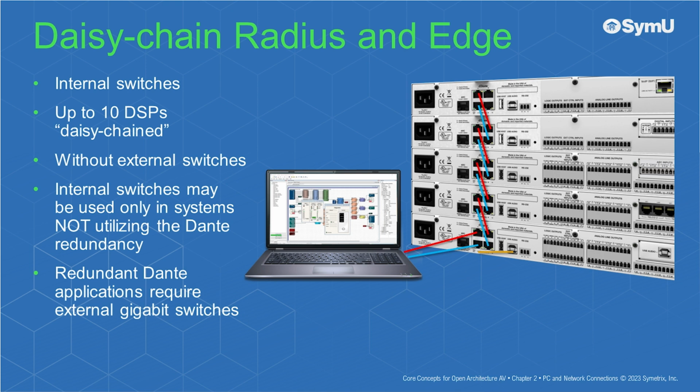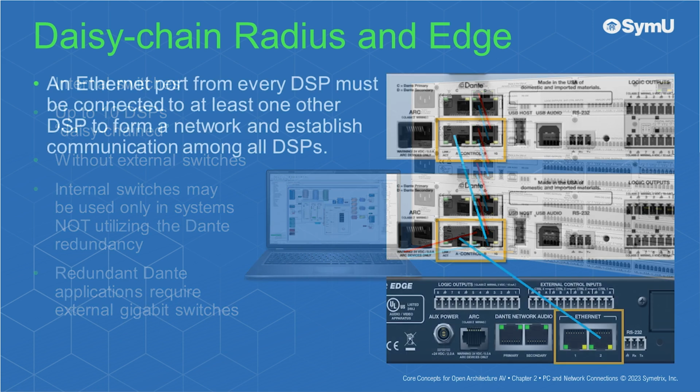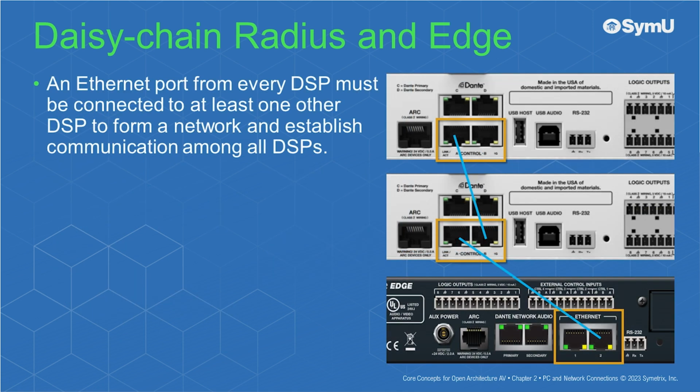Internal switches may be used only in systems not utilizing the Dante redundancy feature. Redundant Dante applications require the use of external gigabit switches. An Ethernet port from every DSP must be connected to at least one other DSP to form a network and establish communication among all DSPs.